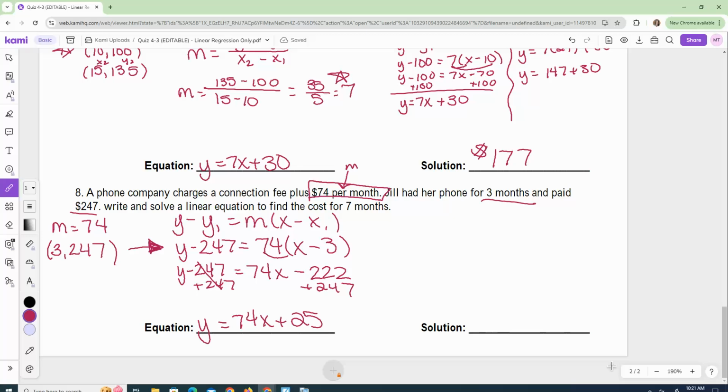Okay, from there, I want to find the cost for 7 months. So you have to figure out, is 7 months the x or the y? So look back at this ordered pair. The 3, that was months. 247 was the dollars. So if I said 7 months, that is my x. So y equals 74 times 7 plus 25. So you get $543 for your final cost. Alright. Is that okay?